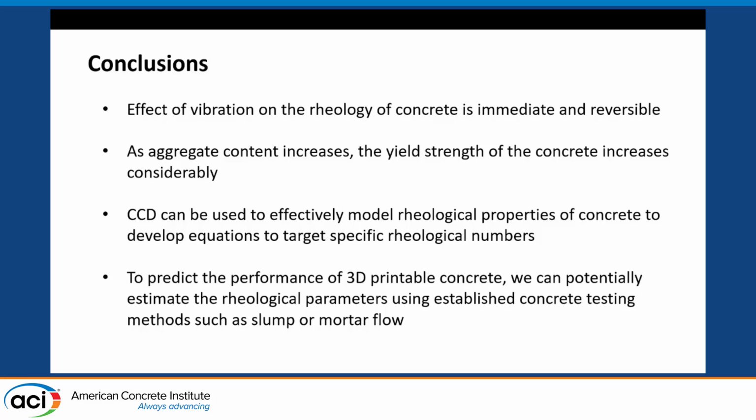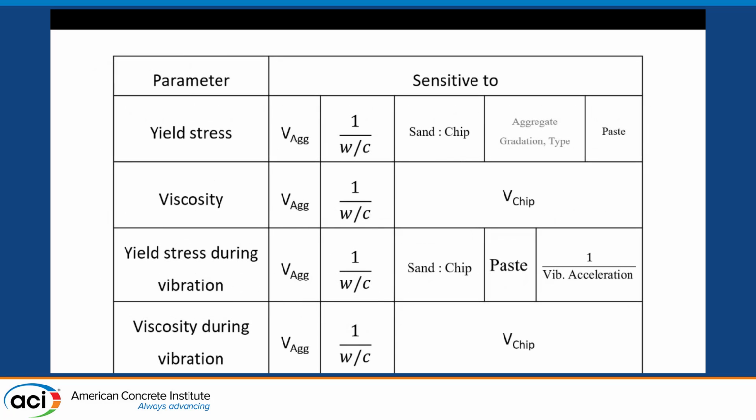Aggregate content is important. CCD can be used to model experimental space and to predict the performance of 3D printable concrete. We could potentially use established tests like slump and slump flow, and if you have an established regression analysis, you could back calculate what your rheology should be. I didn't talk about this in my presentation today, but how much vibration goes into your concrete also plays a role in how low your yield stress can go during vibration. So, you can predict rheology of concrete, as the title of the session says.